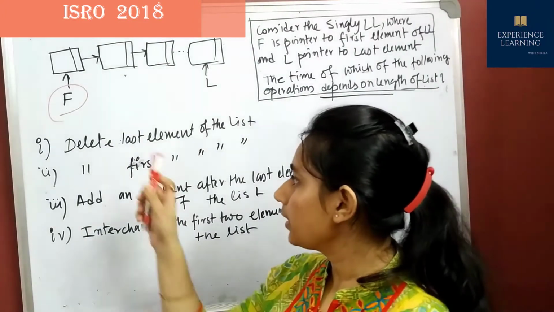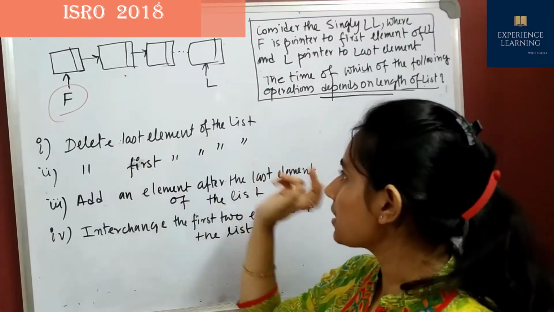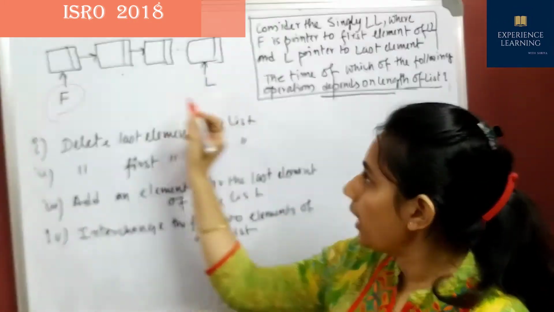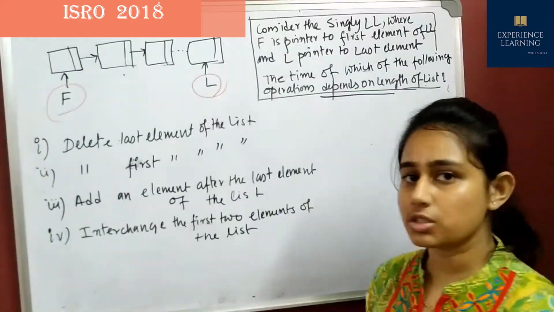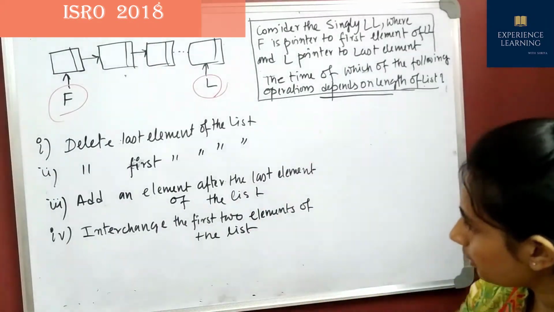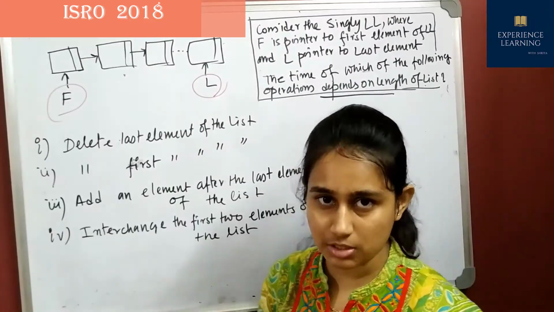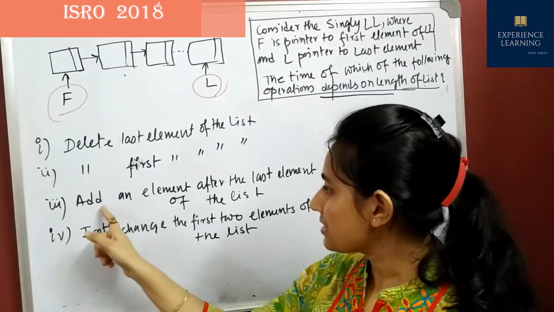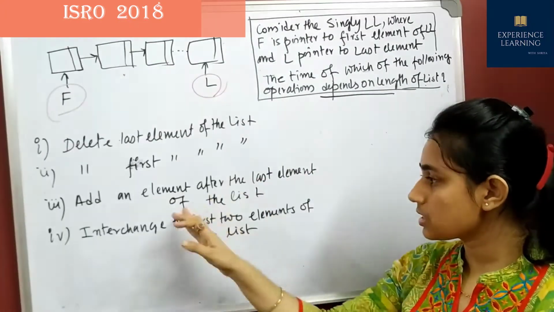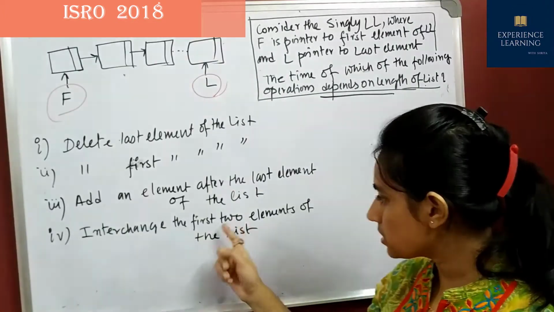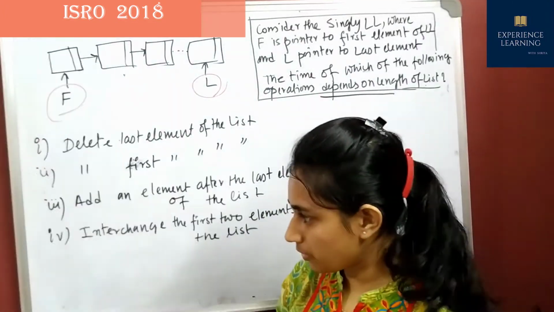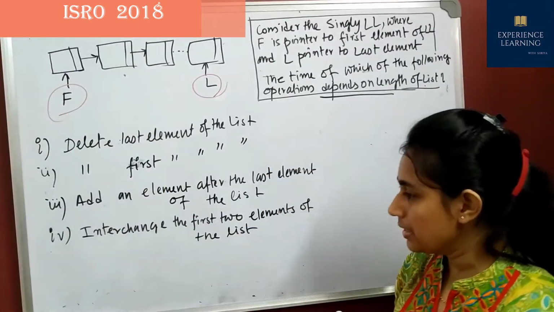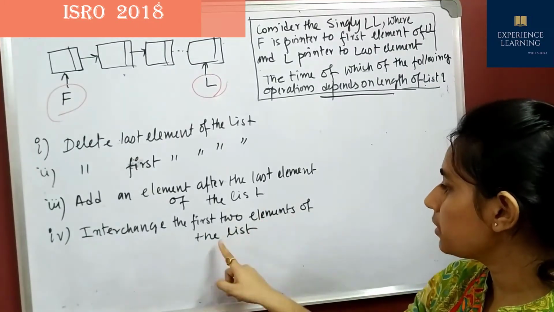Okay, now see the first option given: delete the last element of the list. As we have two pointers here, I will discuss all the options one by one. Next, delete the first element of the list. Third one is add an element after the last element of the list, and the fourth is interchange the first two elements of the list. I will go from option number 4 to option number 1. See, interchange the first two elements of the list.